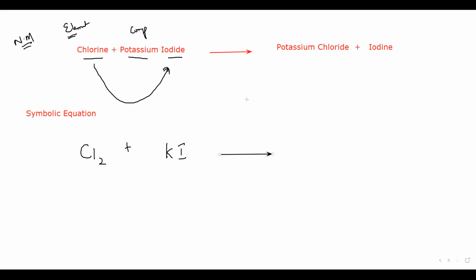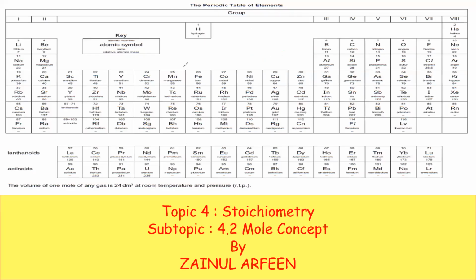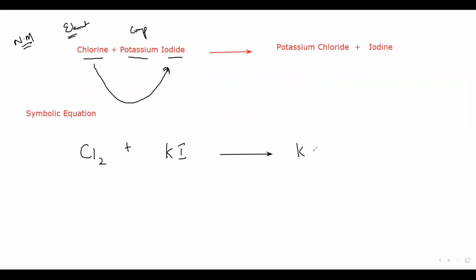Then it will give potassium chloride. Again it's a compound. How to write a formula of a compound? Use the periodic table: potassium group 1, so +1, and chlorine group 7, -1. We cross multiply, so it will be KCl. So the formula for potassium chloride is KCl, plus iodine. Iodine symbol is I, but because iodine is a non-metal element, it should be a molecule, I2. So this is how we completed the equation.